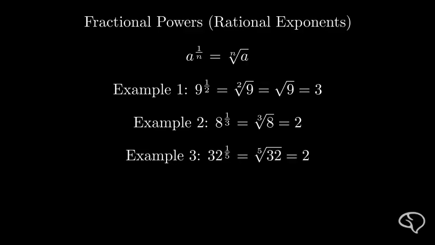Let's try one more. 32 to the power of 1 over 5. This is the fifth root of 32. We need to find a number that, when multiplied by itself 5 times, gives 32. That number is 2, because 2 to the power of 5 is 32. So we've seen how a fractional exponent with a numerator of 1 translates directly into a root. This is a powerful connection between exponents and roots.